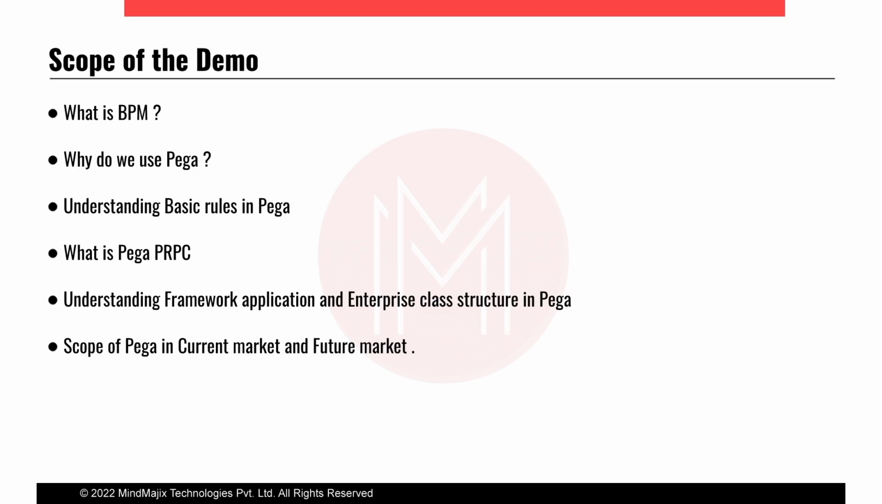There's an understanding of the framework, application, and the ECS structure in Pega that I will explain with a good example in the next slides. For now, I want to explain what Pega PRPC is. Pega PRPC is Process Rule Process Commander. PRPC basically stands for that.